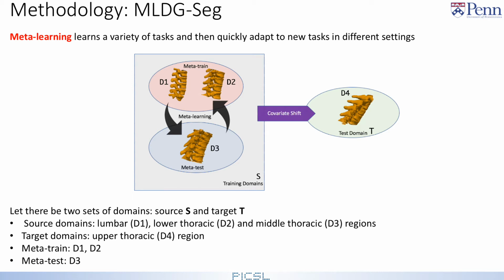The model is trained on only the source S domains and then tested on target T domain. The source domains S are split into two sets, meta-train domains and meta-test set domains. The goal of the two splits is to mimic the setting of domain shifts and thereby make it easier for the model to generalize on an unseen target domain.